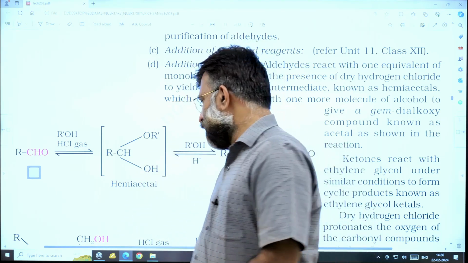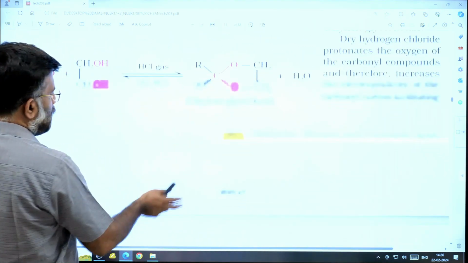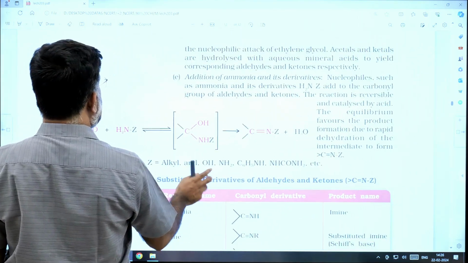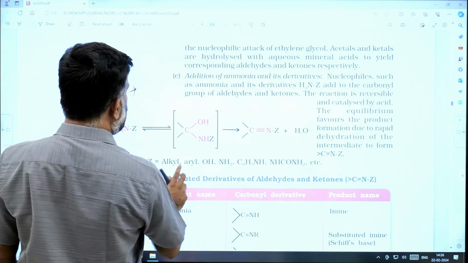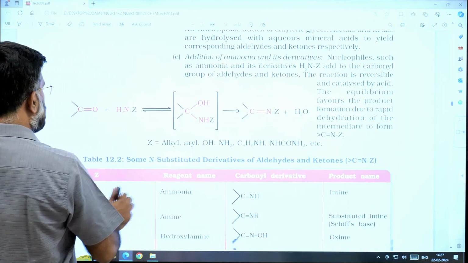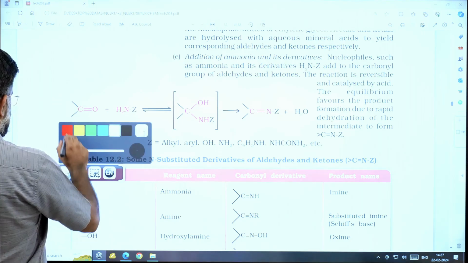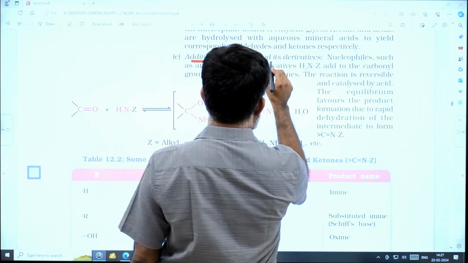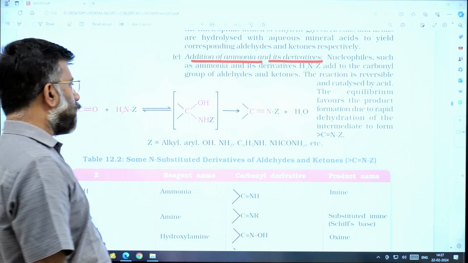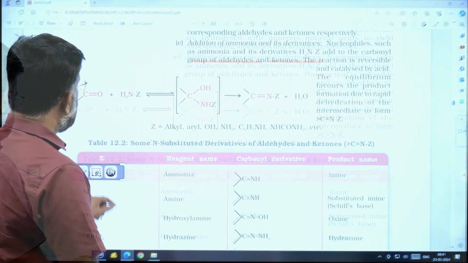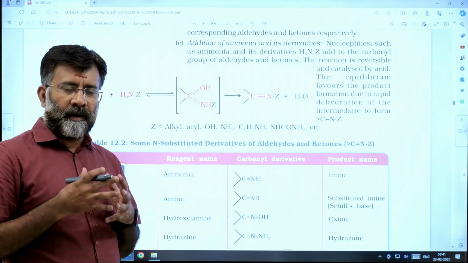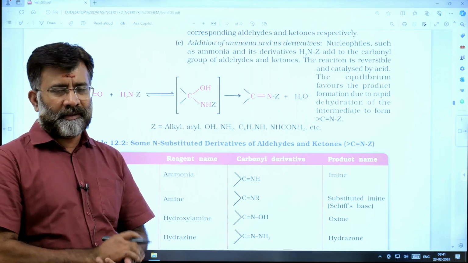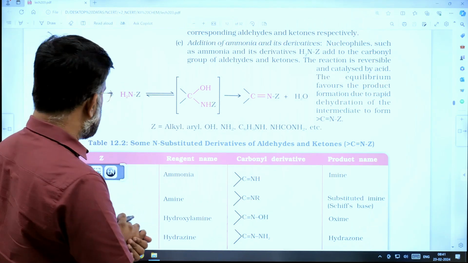Okay. Next is a very important series of reactions: reaction with ammonia and derivatives. Addition of ammonia and its derivatives to carbonyl systems. It is basically a nucleophilic addition reaction followed by elimination of a simple molecule like water. It's basically some sort of condensation type reaction.